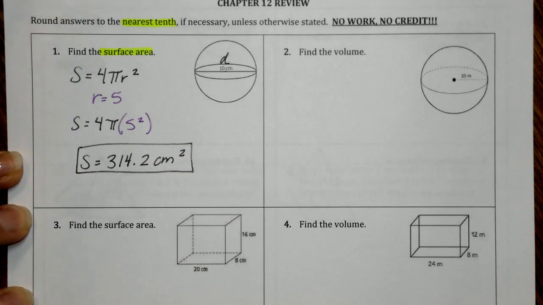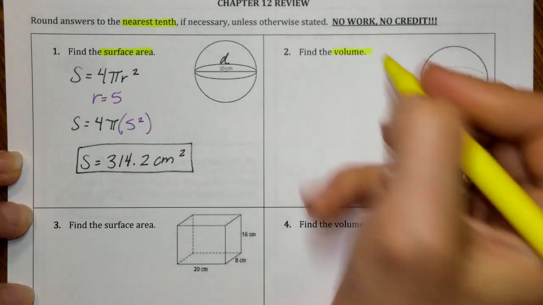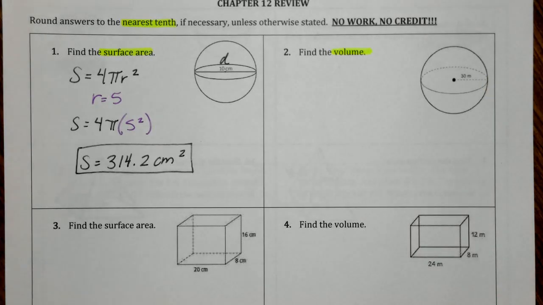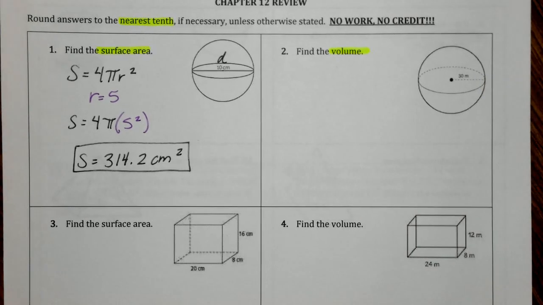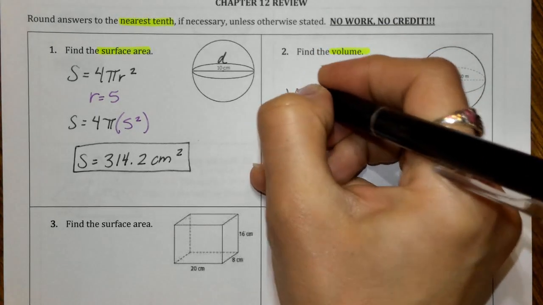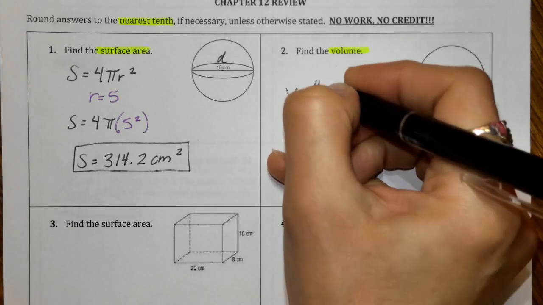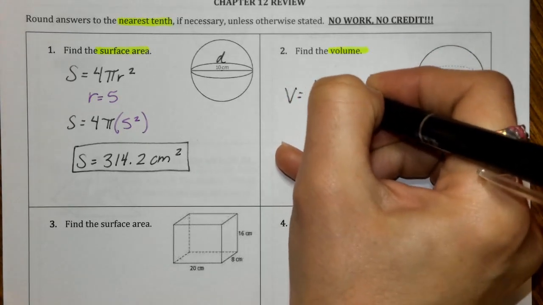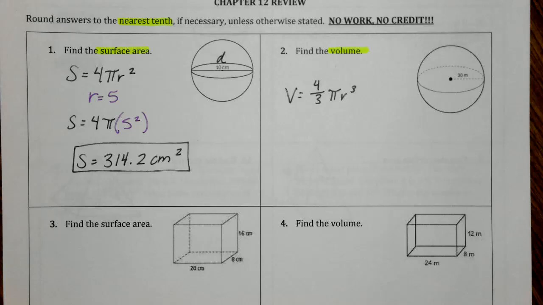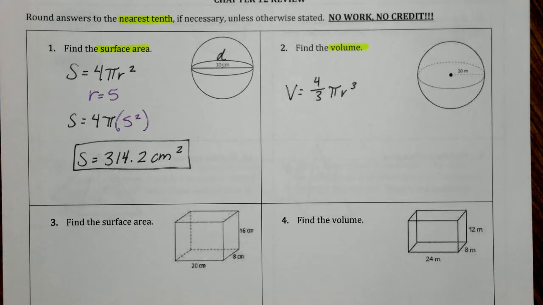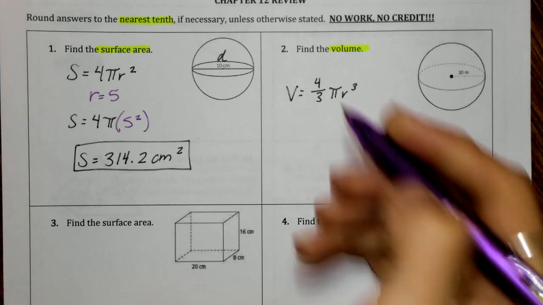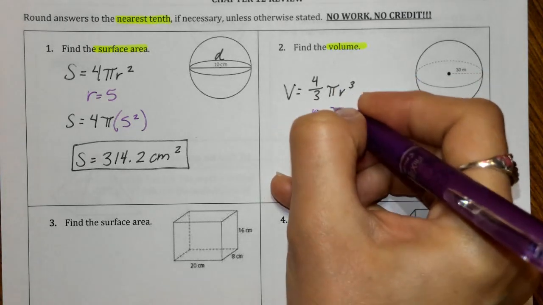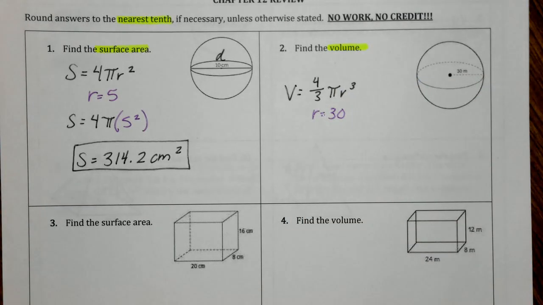When we move to number 2, they're going to ask us to find the volume. So we need to make sure that we're looking on the volume formula chart. And your volume of a sphere is going to be 4/3 pi r cubed. Remember that we have to do that little arrow up thing on our calculator and put it to the third power. Here, we were lucky enough, they gave us the formula, they gave us the radius.